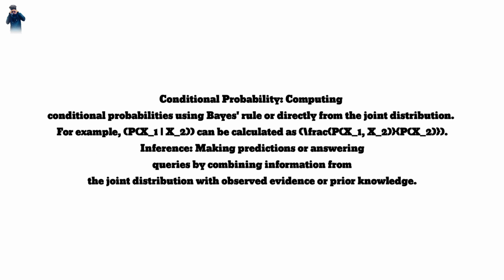2. Conditional probability, computing conditional probabilities using Bayes' rule or directly from the joint distribution. For example, P(x_1 | x_2) can be calculated as P(x_1, x_2) divided by P(x_2). 3. Inference, making predictions or answering queries by combining information from the joint distribution with observed evidence or prior knowledge.